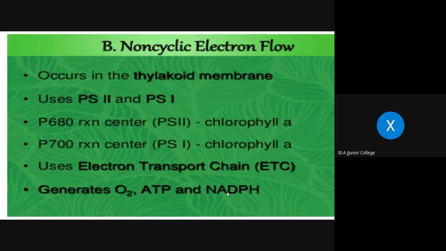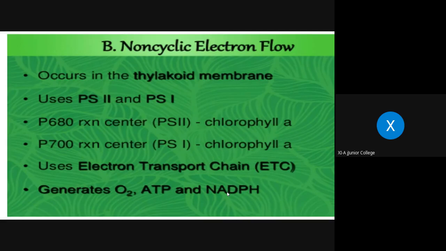So this is non-cyclic photophosphorylation. Here also phosphorylation is taking place. That means addition of phosphates, where synthesis of ATP and NADPH takes place. Photophosphorylation means it takes place in the presence of light. Now how does it take place?